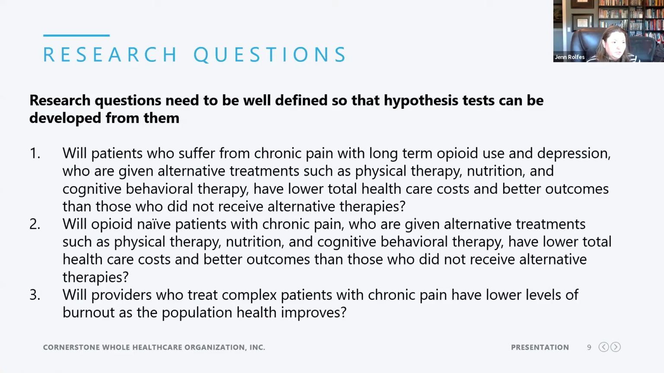And then we also want to look at opioid naive patients. If we haven't actually started them on long-term opiate therapy, can we kind of nip that in the bud, so to speak, before they even start walking down that path, and give them alternative treatments, which will improve outcomes, obviously lower costs, and significantly improve their quality of life, because now they don't have the potential for opiate use disorder. And also, will providers who treat complex patients with chronic pain have lower levels of burnout as the population health improves?